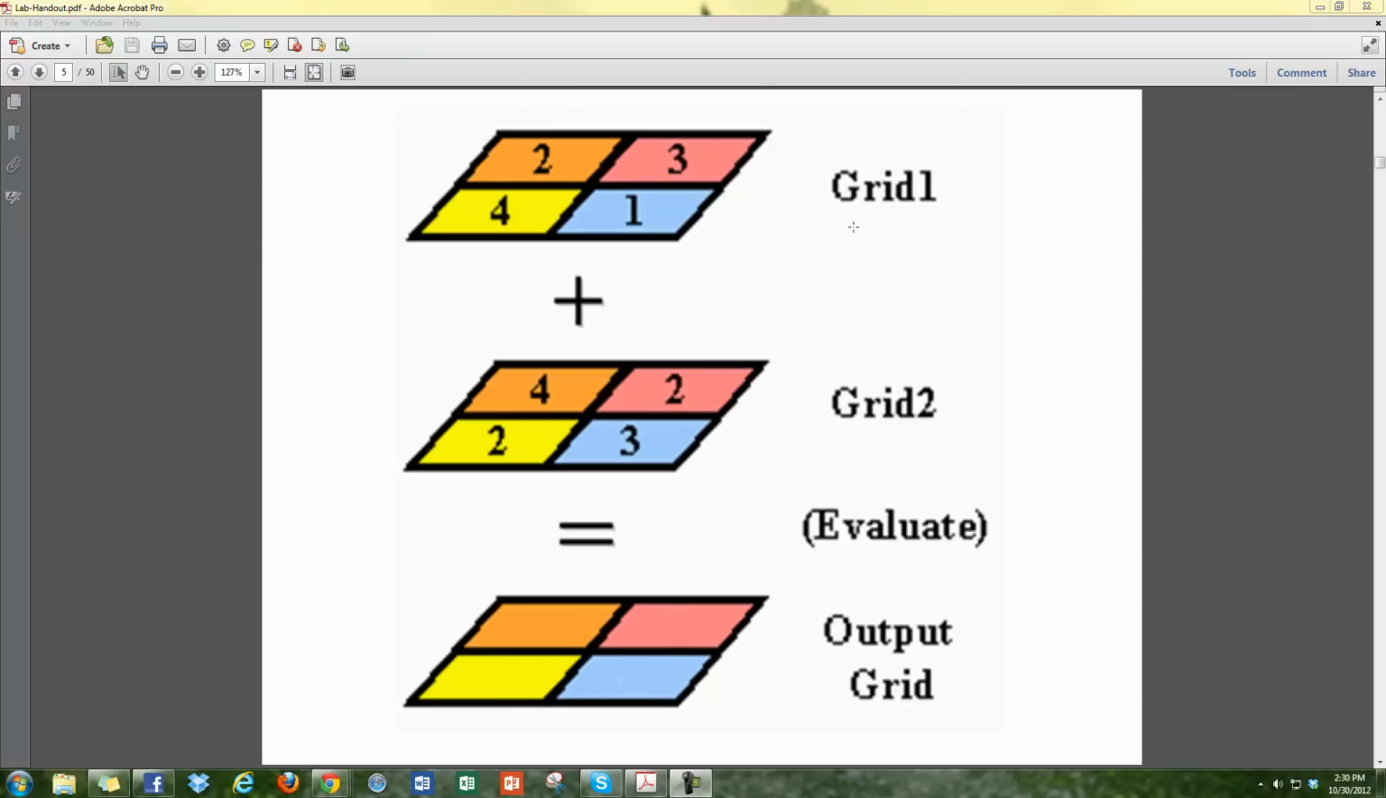So basically we take grid number 1 with grid number 2. We can do some kind of math, like add them, and then we get an output grid. For example, this red cell here: if we had values of 3 and 2 and added them together, we'd get a value of 5. This is kind of how our analysis works. We take these different raster data layers, add them together, and then evaluate what the output grid looks like.